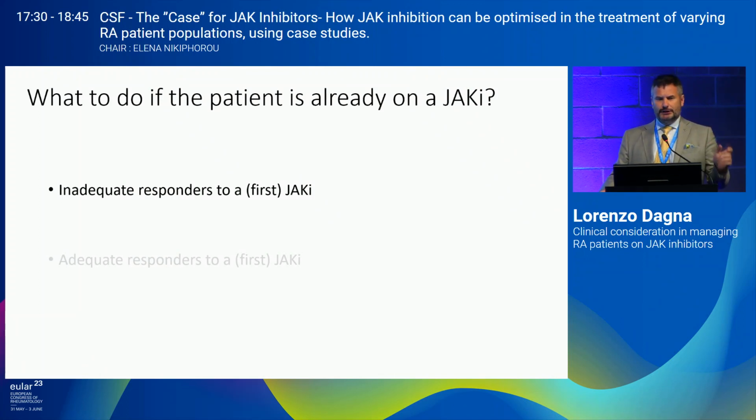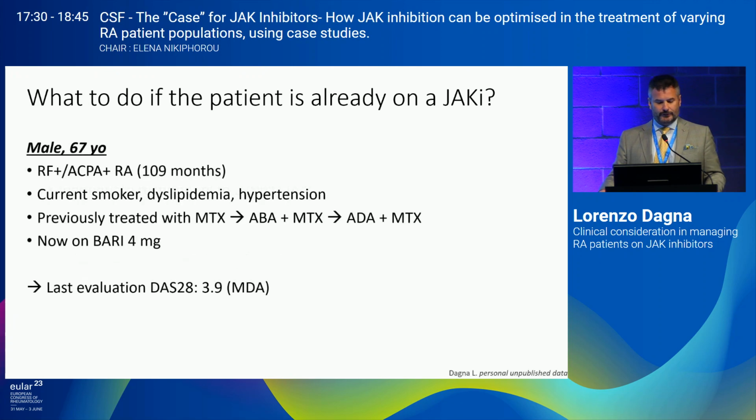So the patient is not an adequate responder to a first JAK inhibitor. Let's take an example and advantage from this case. This is a patient with a long-standing story of rheumatoid arthritis, a male, 67, so more than the age limit that we've discussed before, a current smoker, with dyslipidemia, hypertensive, and previously treated with methotrexate, then abatacept plus methotrexate, then adalimumab plus methotrexate, and now on baricitinib 4 mg. At the last clinical evaluation, he has a moderate disease activity with a DAS28 of 3.9.